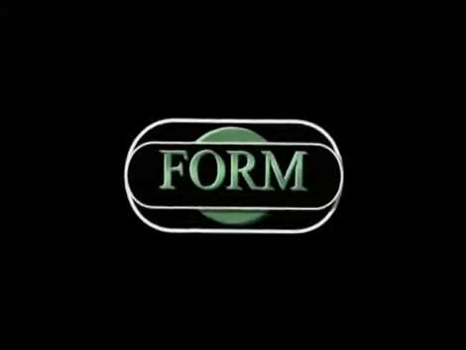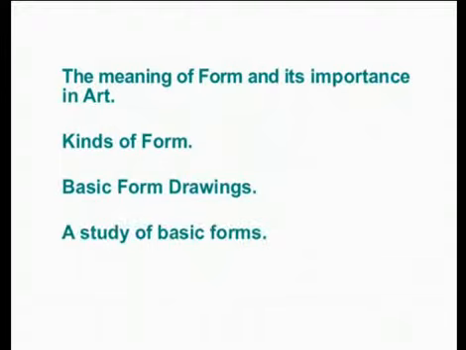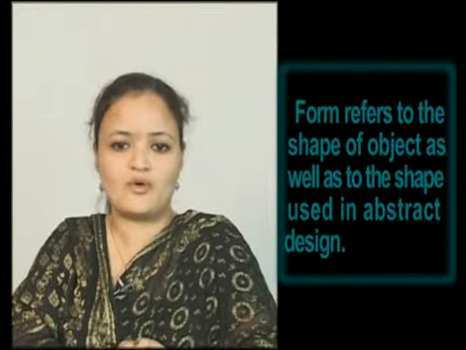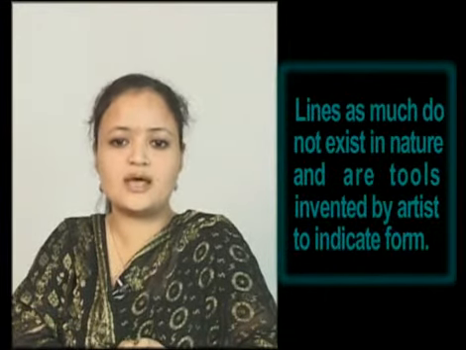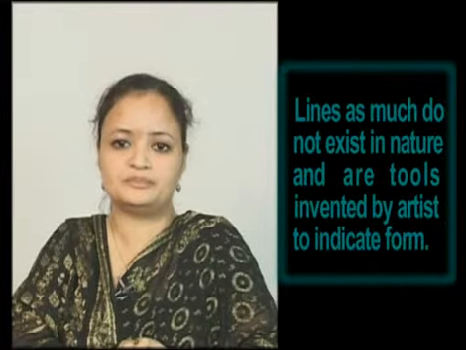Form. Now we will start learning about form, which is an important and the second element of painting. Objective. The meaning of form and its importance in art. Kinds of form. Basic form drawings. A study of basic forms. Introduction. Form is the artist's way of thinking and visualization. Form refers to the shape of an object as well as to the shape used in abstract designs. Lines as such do not exist in nature and are tools invented by artists to indicate form. When working from nature, we will learn to identify and present what we see in terms of simple forms.